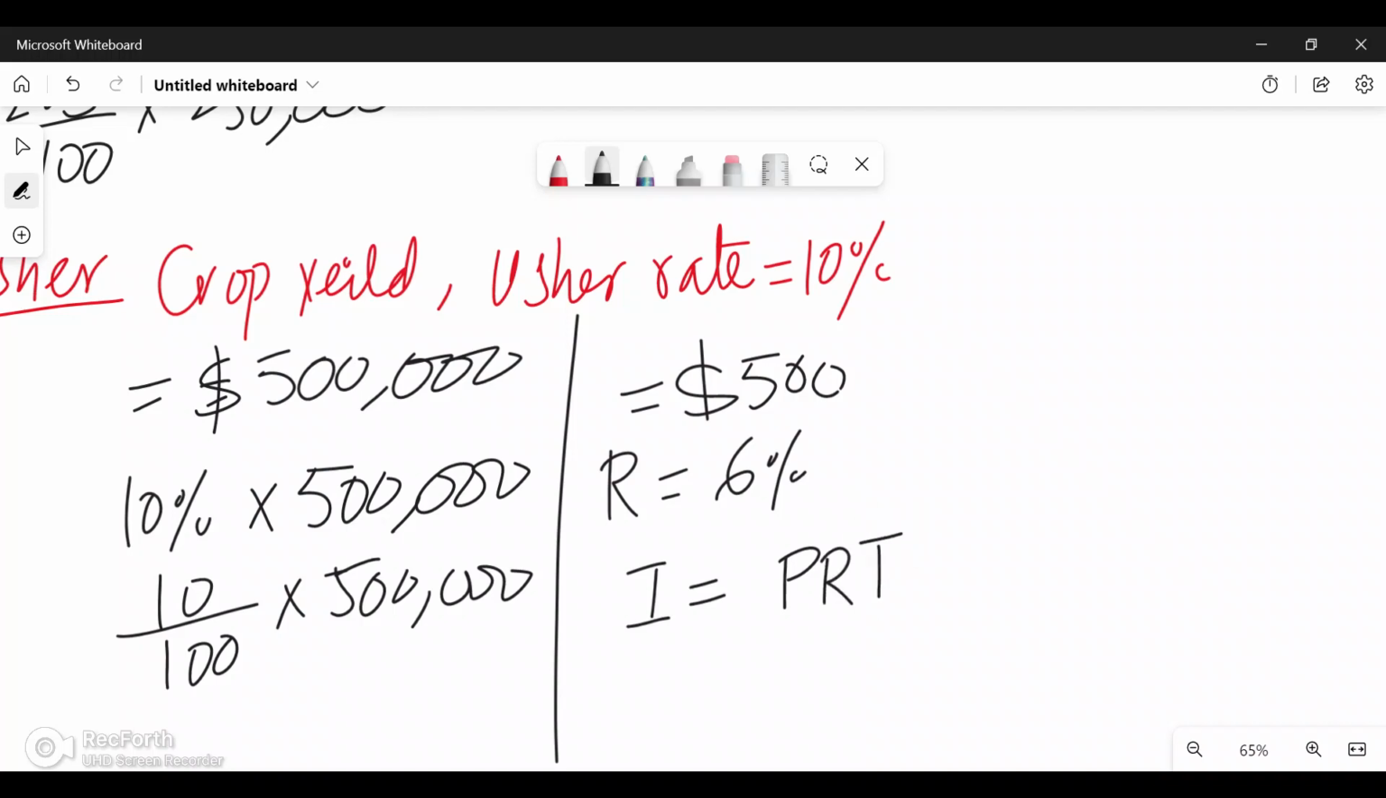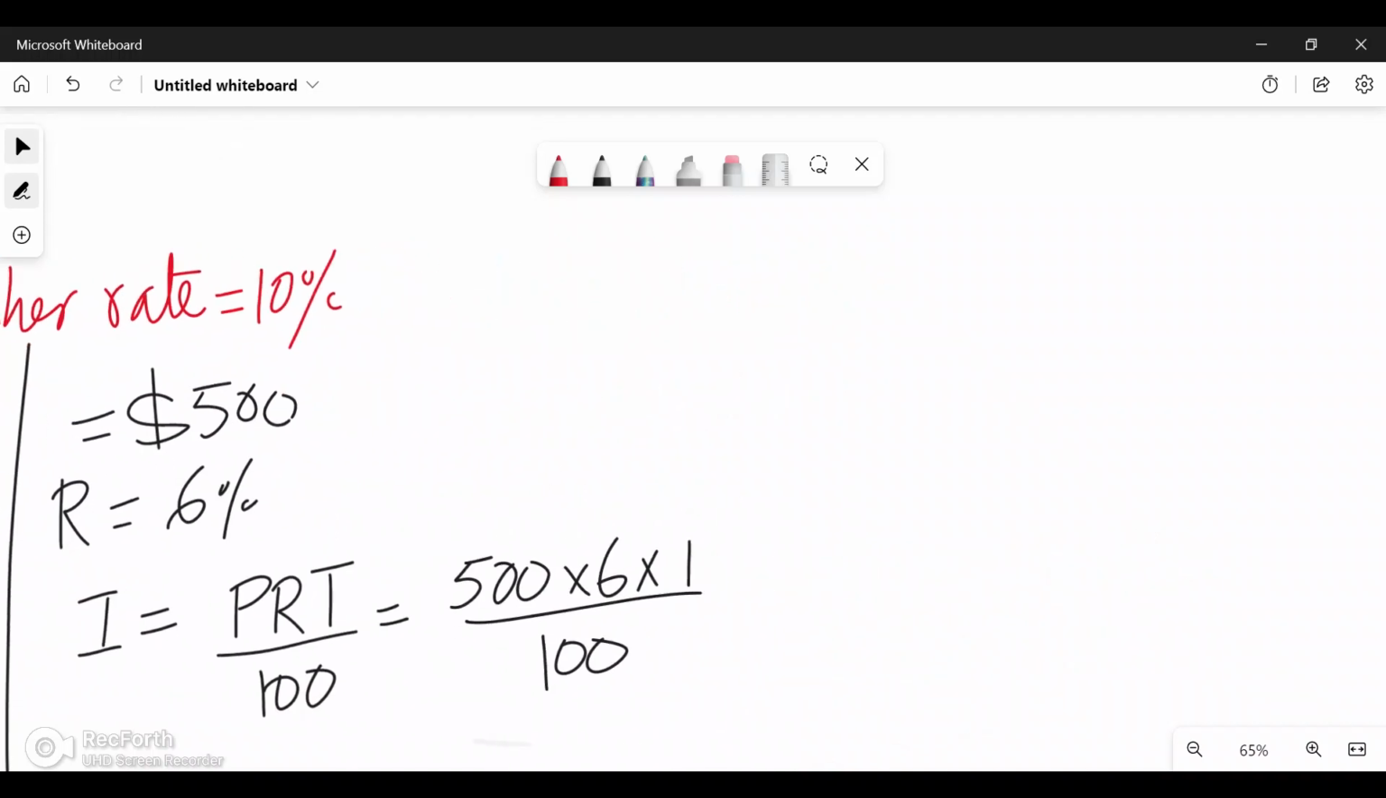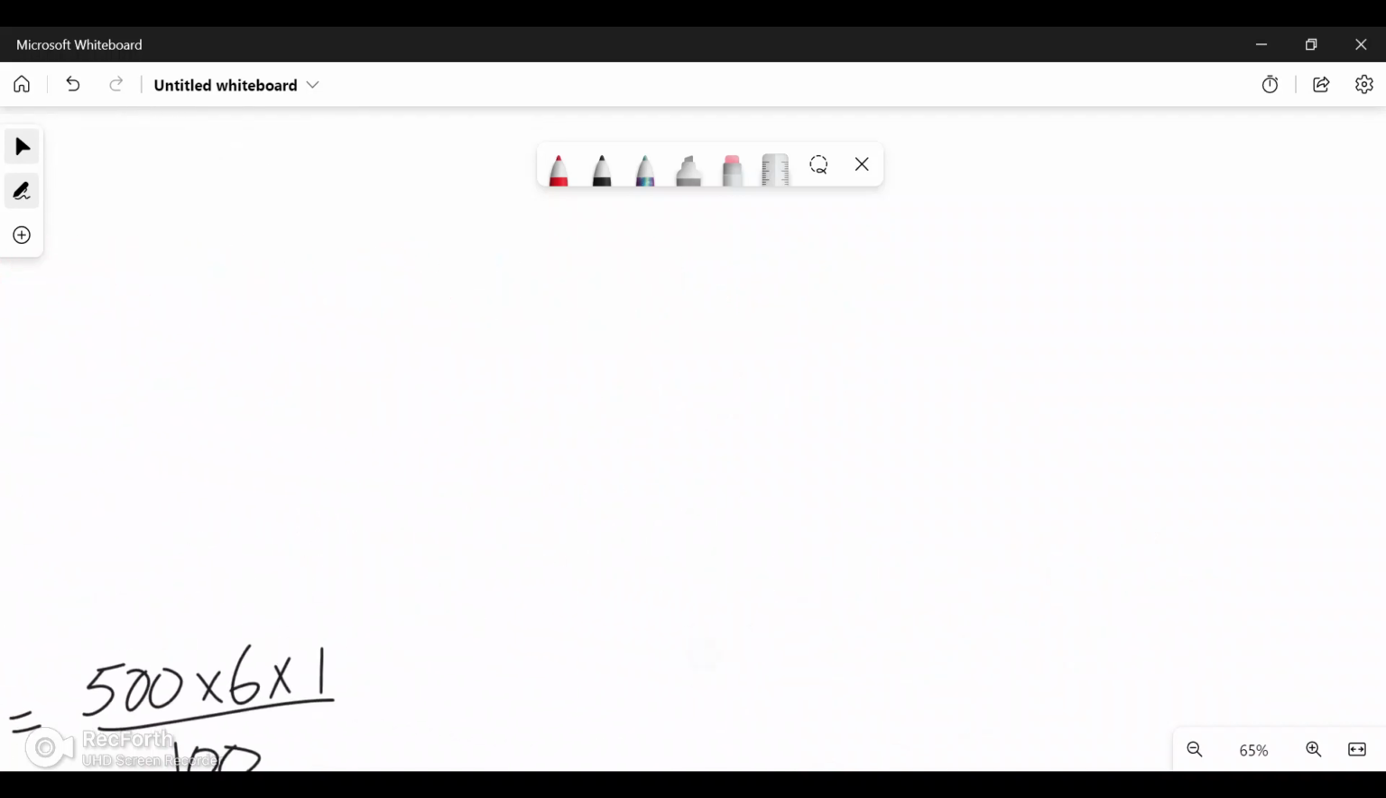The formula for interest is I equals PRT over 100. I stands for the interest amount, P stands for principal or your investment, R stands for rate, and T is the time period, over 100. Here your investment is 500, that is P, the rate is 6, the time is 1 year, over 100. This will give you the interest amount. These are the basics of percentages.